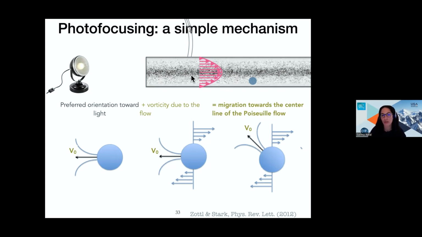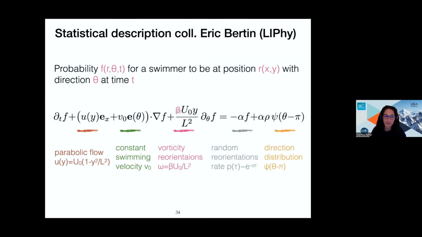So even though the translational flow velocity is much larger than the swimming velocity, you can see a coupling because the swimming velocity will lead to a migration toward the center of the flow. Of course, this argument can be inverted. If the light was on the right, then the particle would go toward the wall. This you can describe statistically. It's what we've done in collaboration with Eric Bertin in the lab.